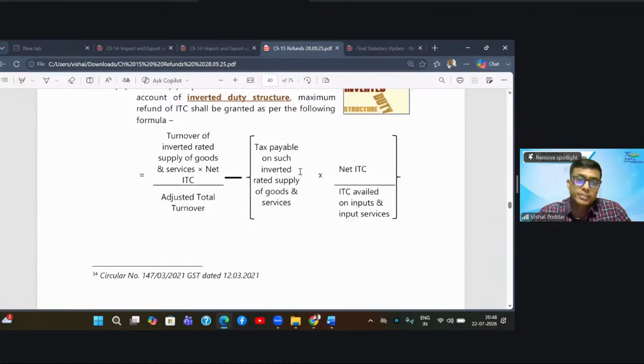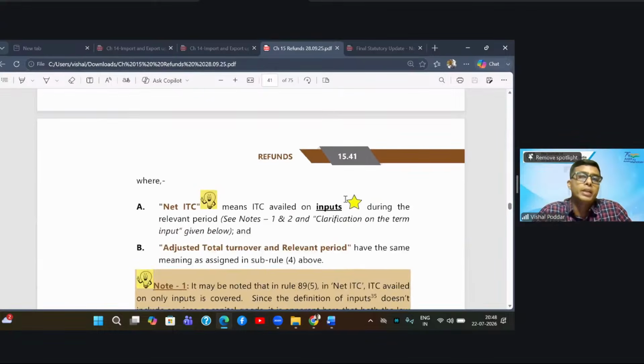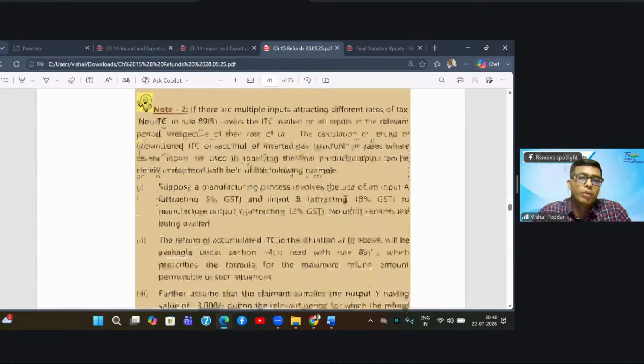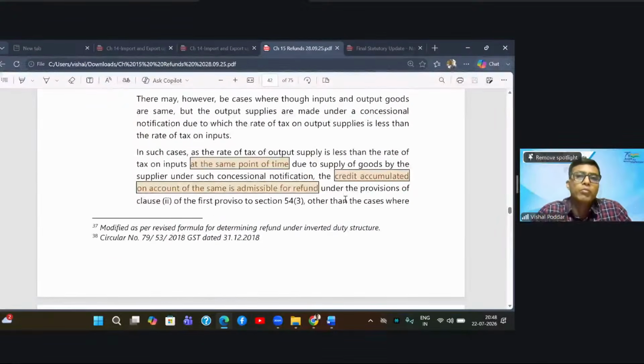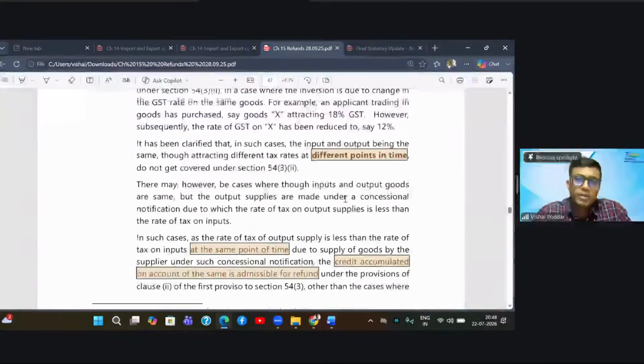So that tax, I will not give you refund because that is already your liability. So that tax multiplied by the net ITC upon ITC availed on input service will be taken as your final formula in the inward side. And this formula, when applied, will give you your final refund amount.